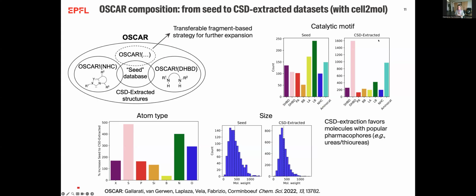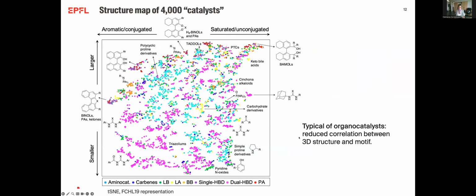That's not very surprising. The CSD contains a lot of pharmacophores that contain phosphorus and amine groups, and this causes this kind of enrichment. However, in terms of size, you see that we don't have a huge increase in molecular weight between the compounds contained in the original seed database and those that end up in the enriched database. Here is a little bit of a structural map of what we have.